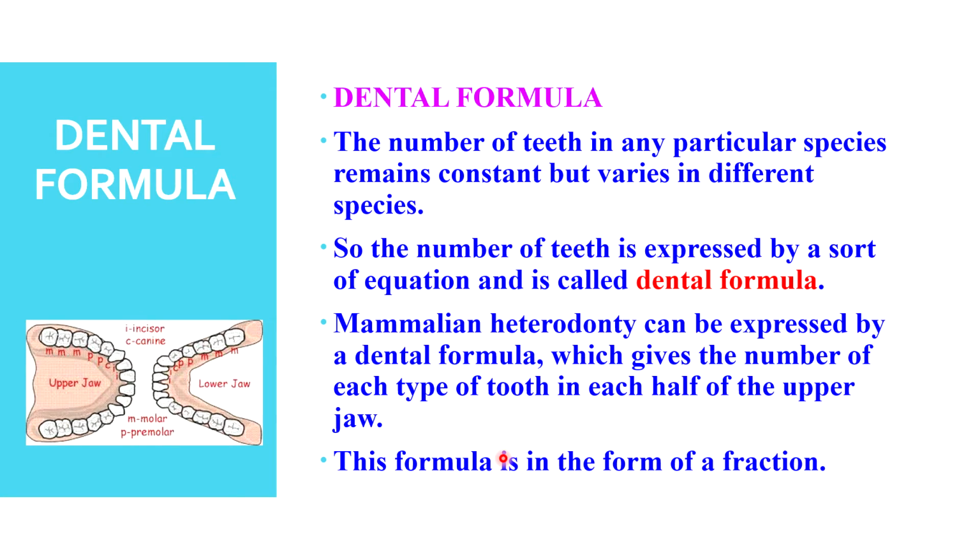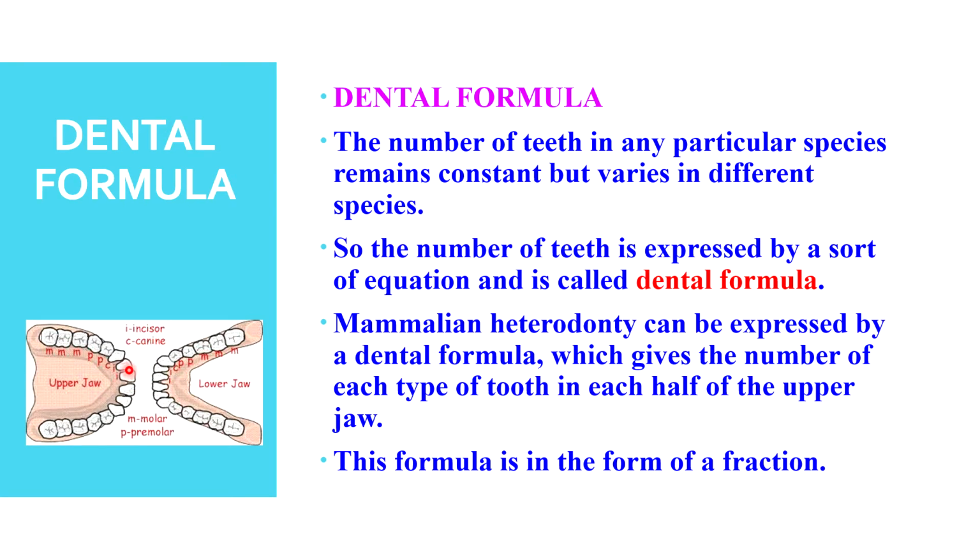Mammalian heterodonty can be expressed by a dental formula which gives the number of each type of tooth in each half of the upper jaw. See, this is the upper jaw, teeth in upper jaw, and this is the teeth in lower jaw. And here we can see 16 teeth, and here another 16 teeth, and altogether 32. That is the condition in human.